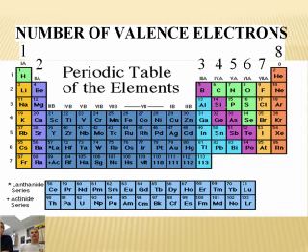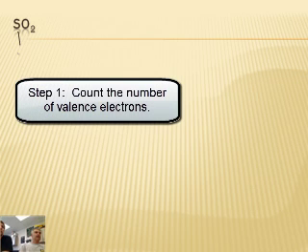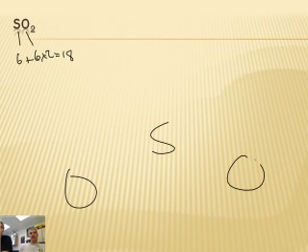Sulfur dioxide. All right, let's go. Sulfur is right here with oxygen, and they all have 6. 6 is the number. So sulfur has 6, plus 6 times 2, so that's 18. So sulfur is in the middle, and the oxygens are on the outside.